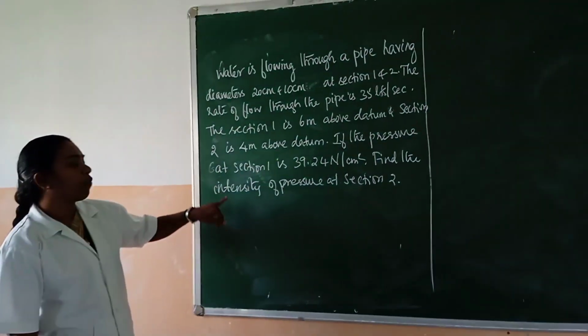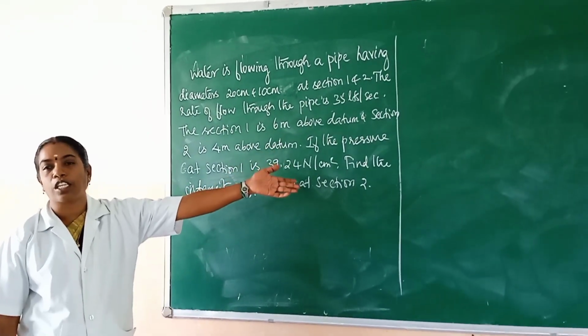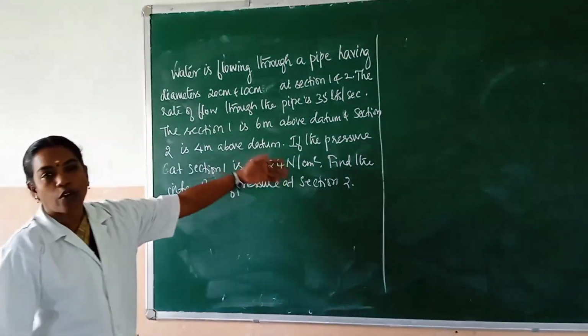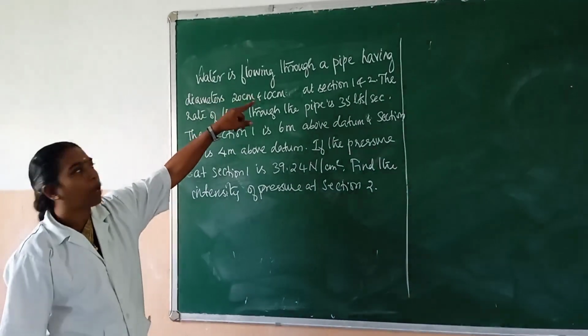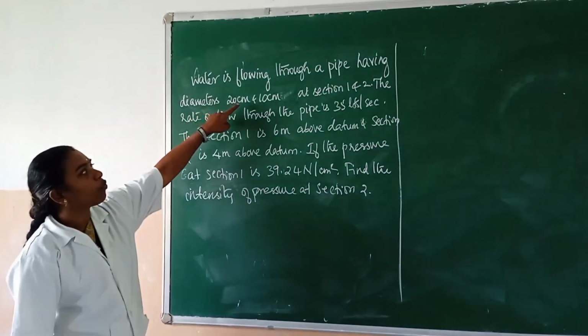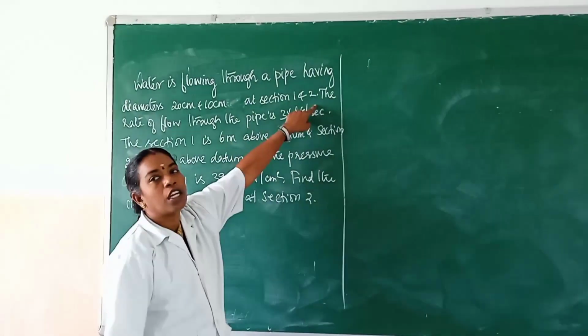See the pressure, how to find out the pressure in a pipe at various sections. That is at section 2. So the data given is: water is flowing through a pipe having a diameter of 20 centimeter and 10 centimeter at section 1 and section 2.